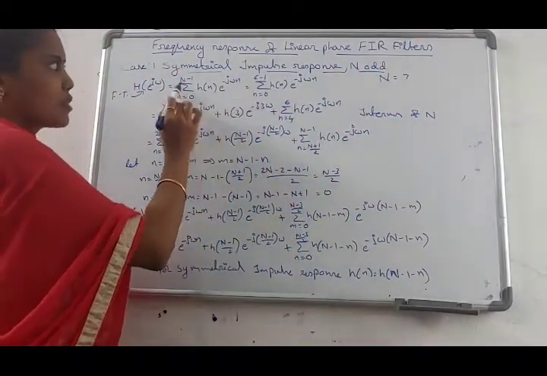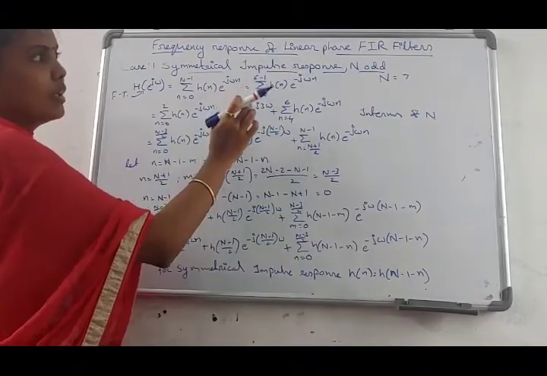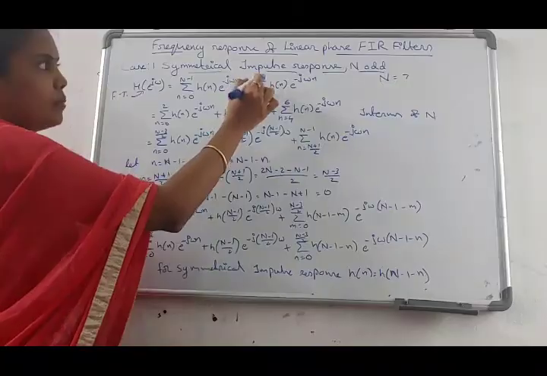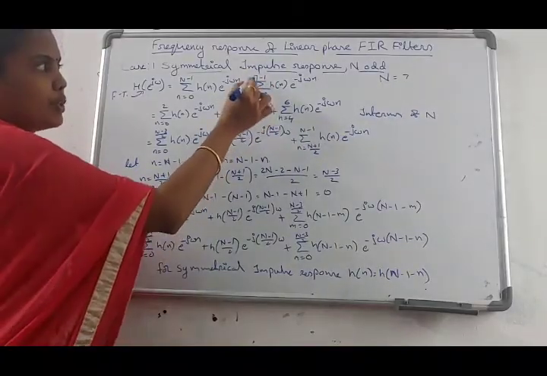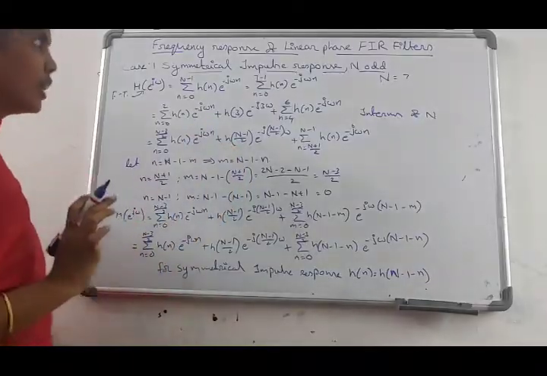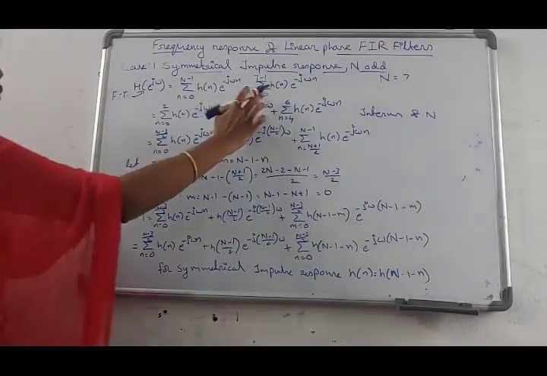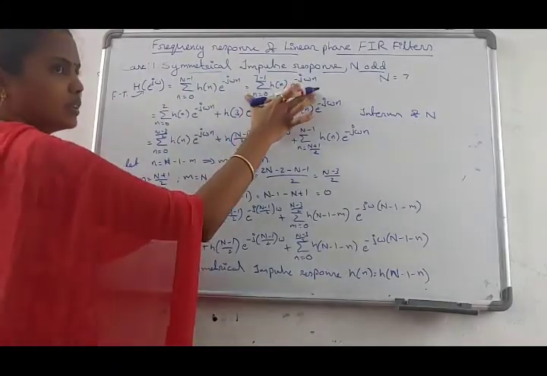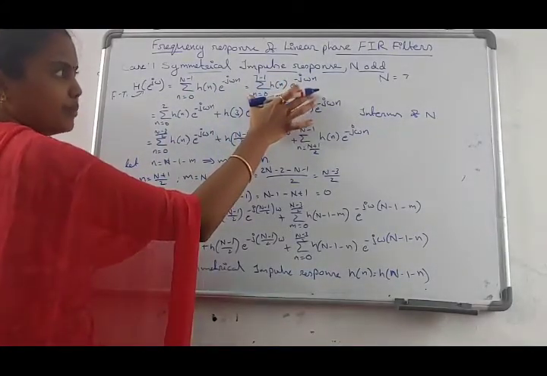Then substitute in place of N: 7 minus 1. So the summation n equal to 0 to 7 minus 1 of h of n e power minus j omega n is nothing but n equal to 0 to 6. So now you have to expand the terms.